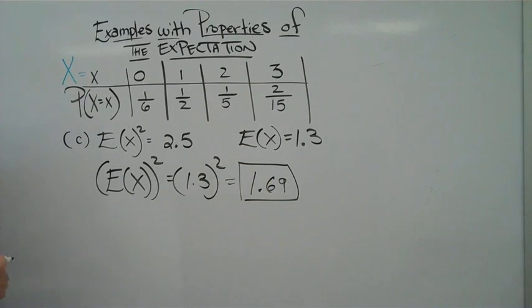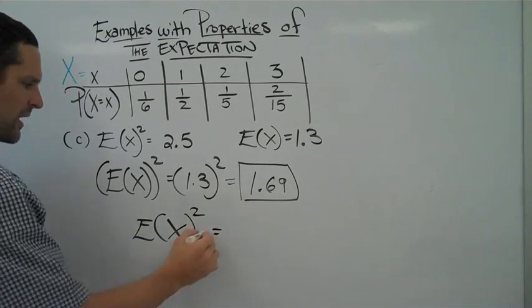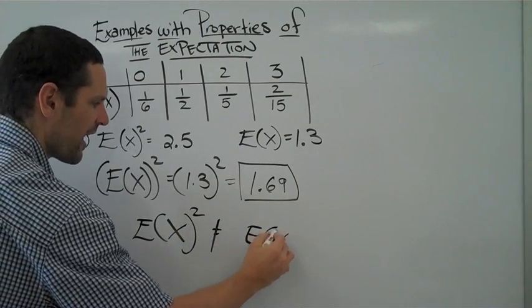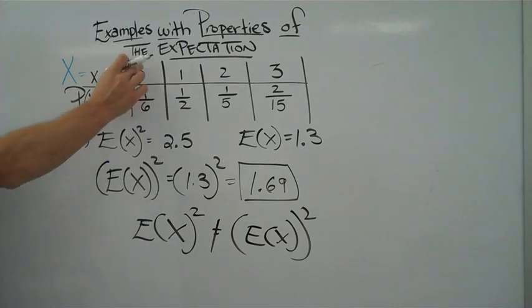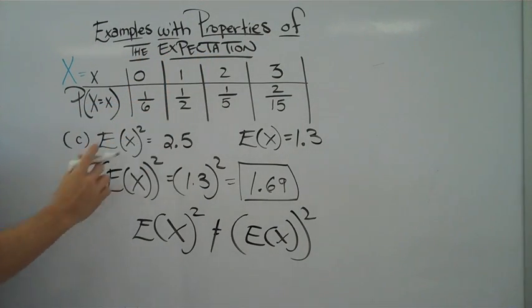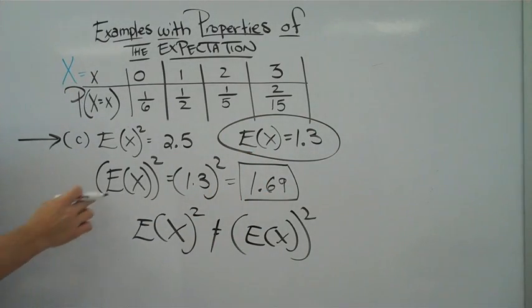Now you'll notice the most important thing about this part is that E of X squared does not equal E of X, the whole thing squared. Here we had to square the individual values before we multiplied by the probability. And here we took our expected value and we squared it. And they weren't equal to each other. That's going to be important in our next section when we talk about variance.